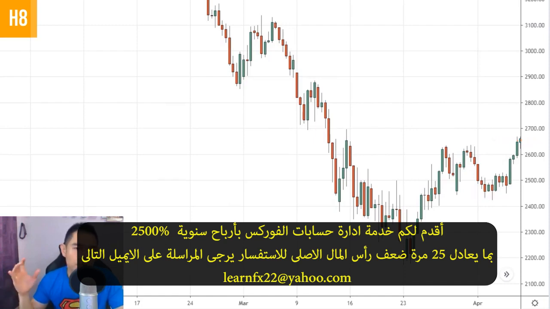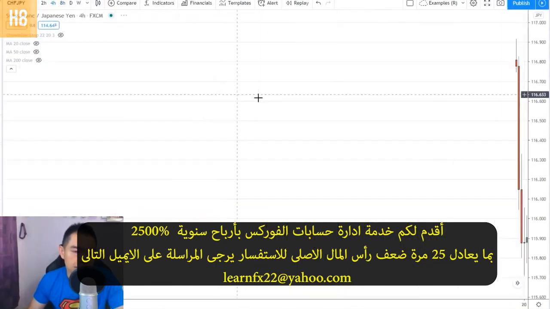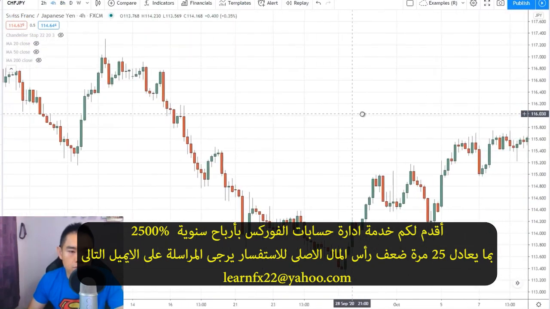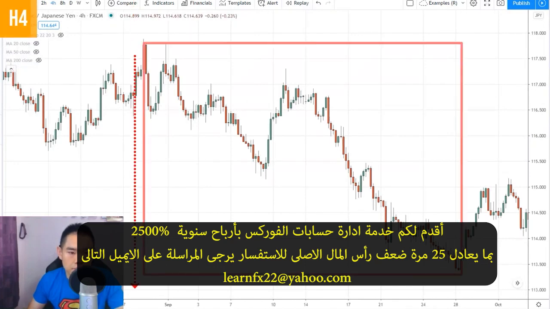So I'm going to look at one more final example, just to make you understand this concept that I've shared with you today. Last one, Swiss franc against the Japanese yen. If you look at this one over here, how could you have told that this downtrend is about to come to an end? Again, let's go back to what I've shared with you.